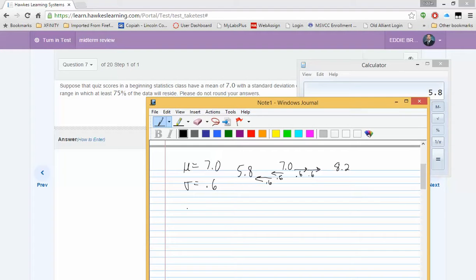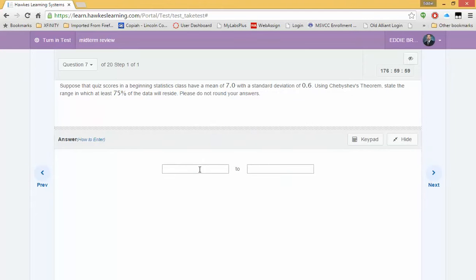In your book it's written as the mean plus or minus 2 standard deviations. If you plug in 7.0 and 0.6, multiply, and then say plus or minus, you get the same answer. I just wanted to illustrate that 2 standard deviations means you're moving away from the mean by 0.6 and then 0.6 more. So you get 5.8 to 8.2. That's our answer.